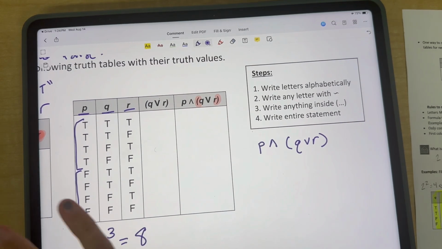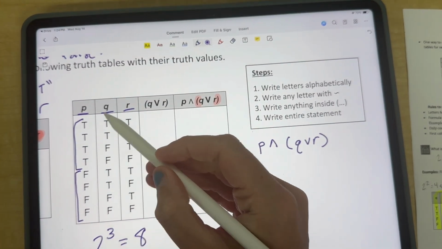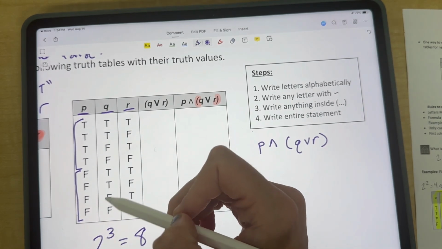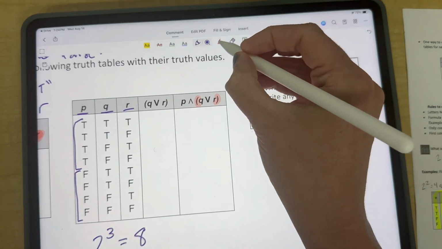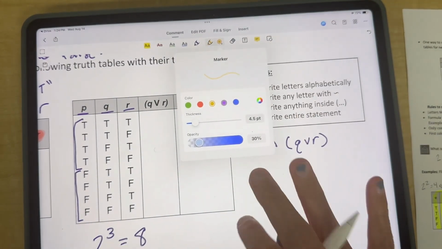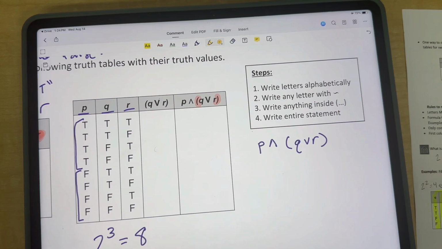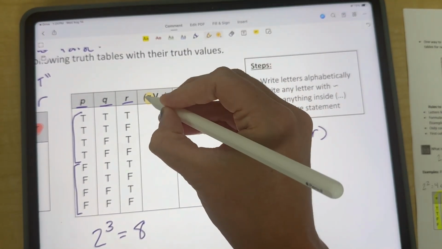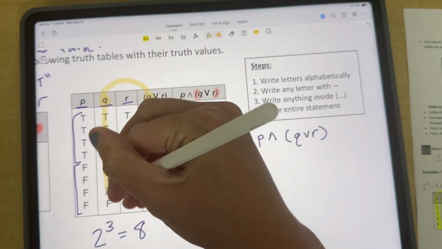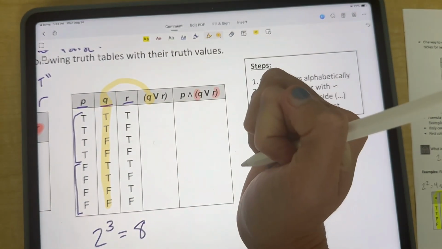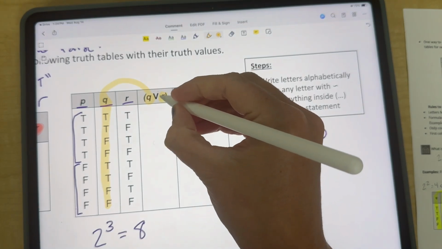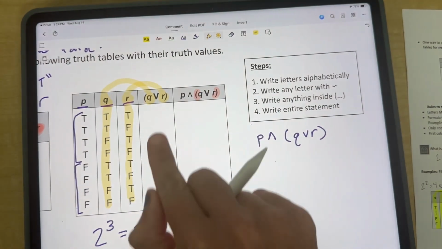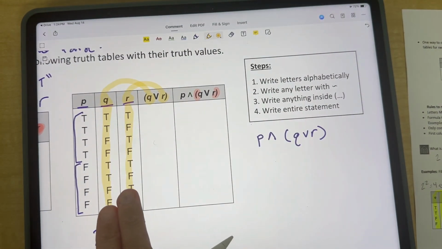It's a lot. So again, we set up our first table, P, Q, R. We did our letters. We wrote them out, 4 T's, 4 F's, 2 T's, 2 F's, 2 T's, 2 F's, then individually. Okay, get a highlighter. Everybody grab a highlighter. Go to Q. Highlight Q. Draw an arrow over to Q. Highlight that whole thing. What other letters are in this parenthesis? R. Go to R.